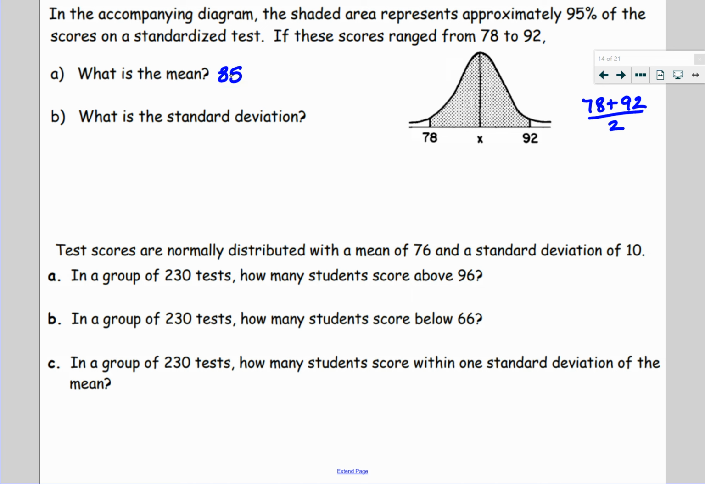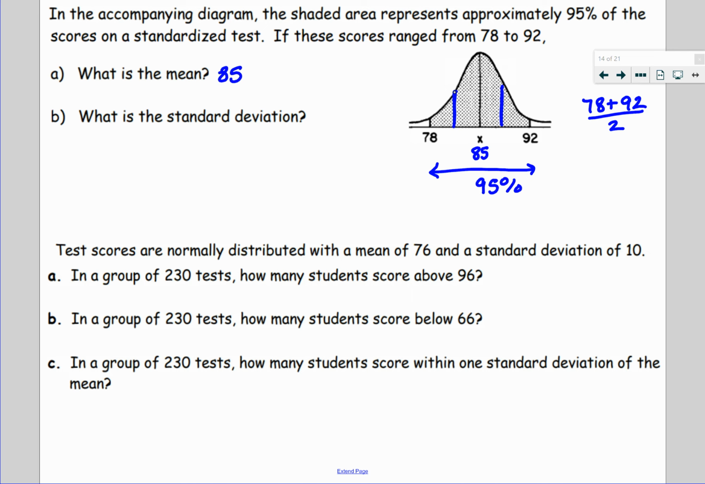Get a mean of 85 to start. Okay. 95% of the data is between those two values, which tells us how many standard deviations we're seeing right now. It's 95%. That goes with 99.7, that's three standard deviations. We're at 95. So how many standard deviations out are we? Two. Yep. Okay, so there's another standard deviation that we're not seeing here and here.